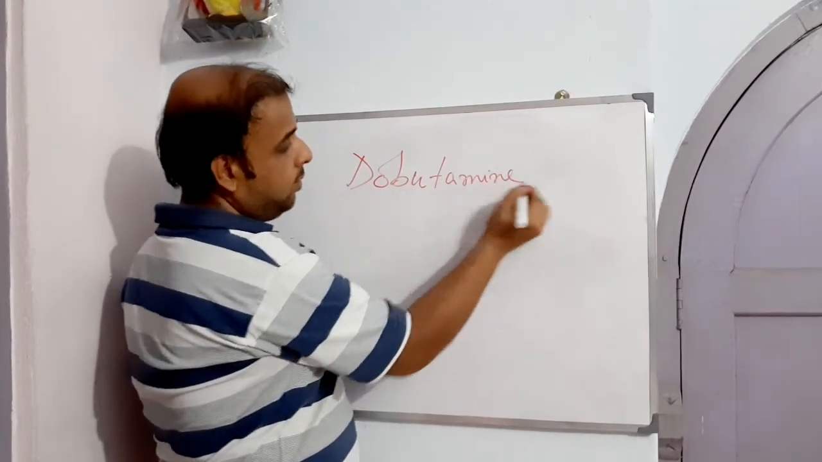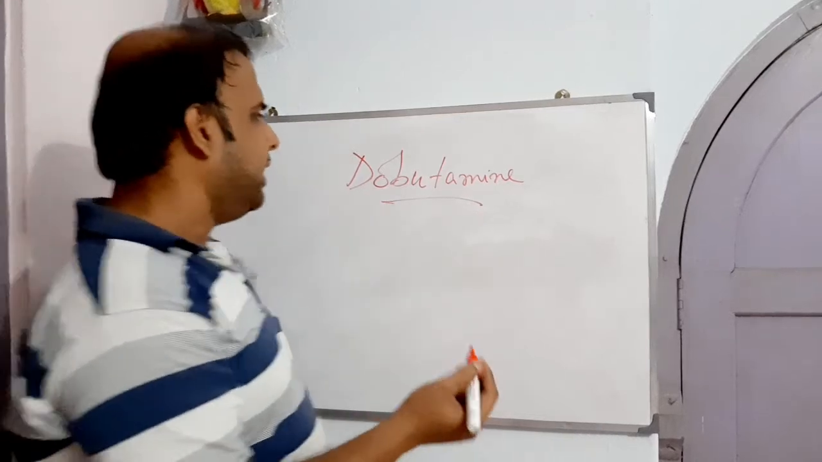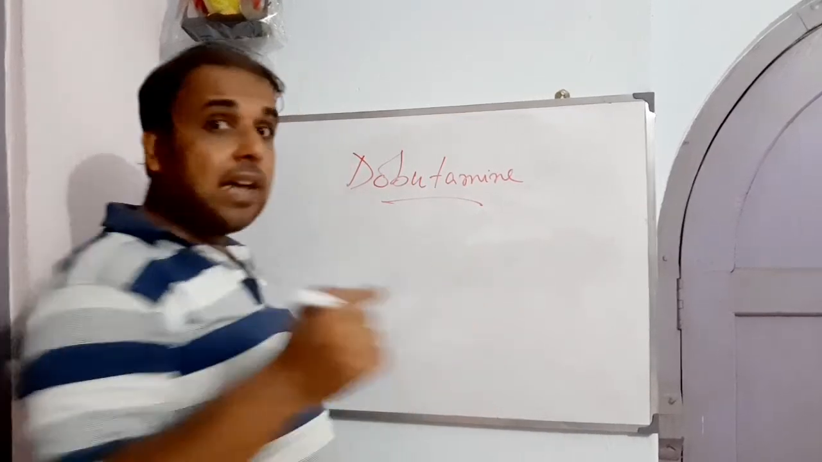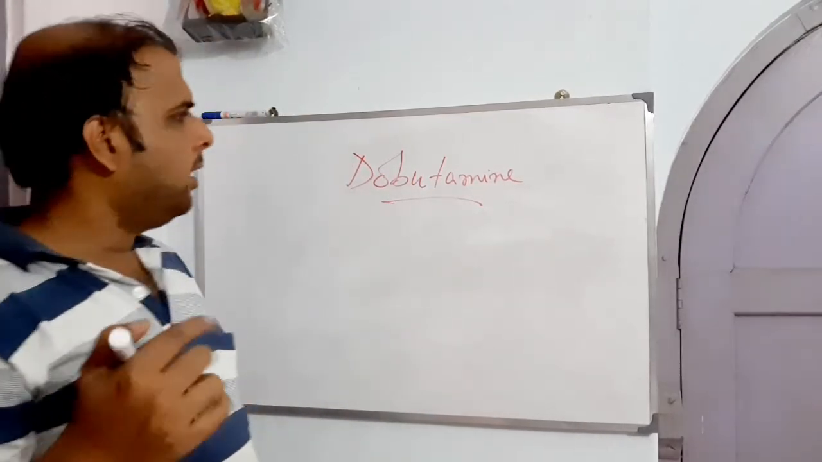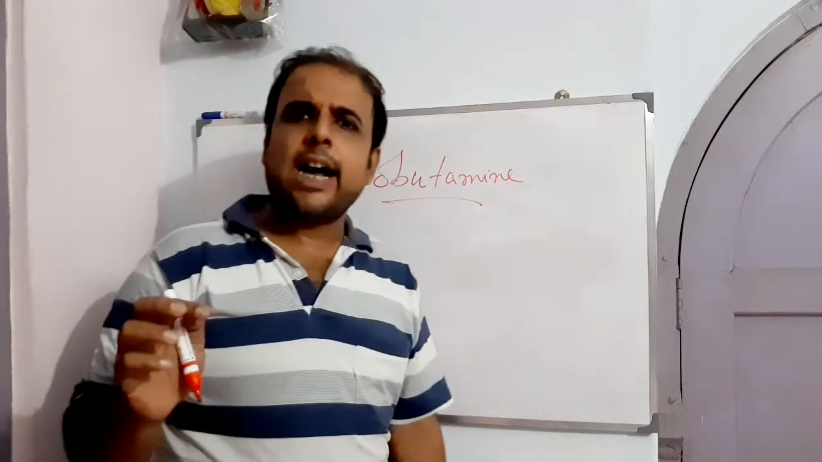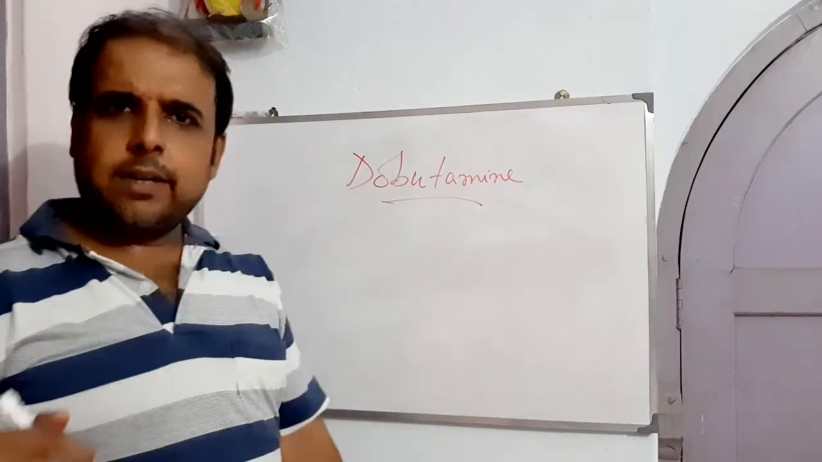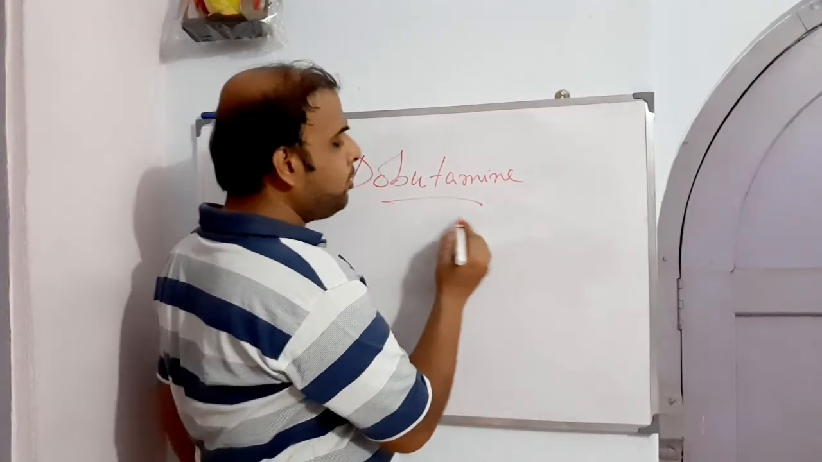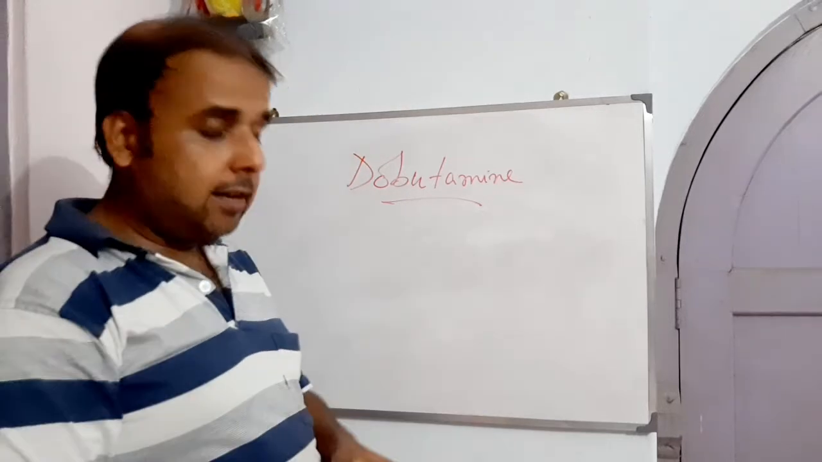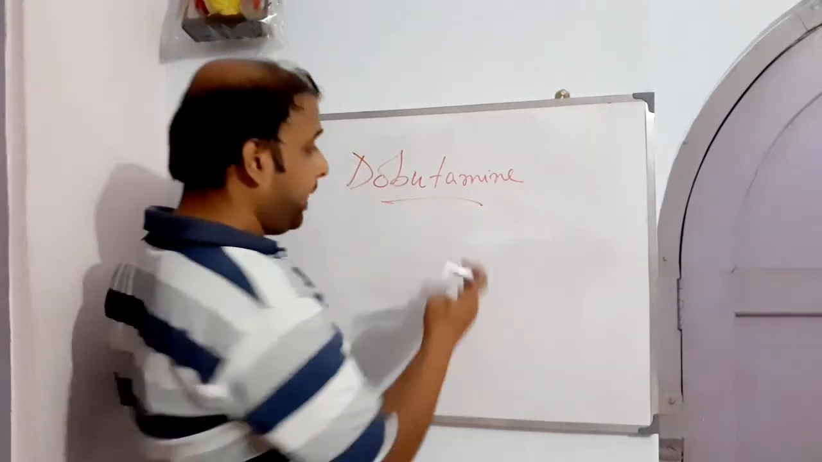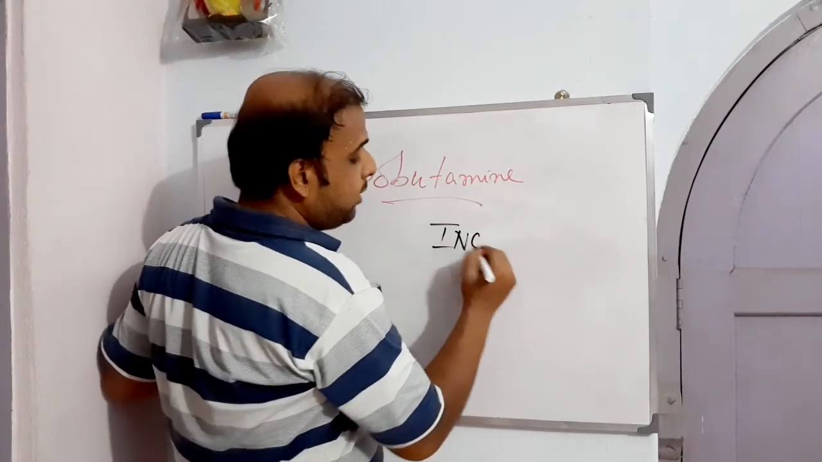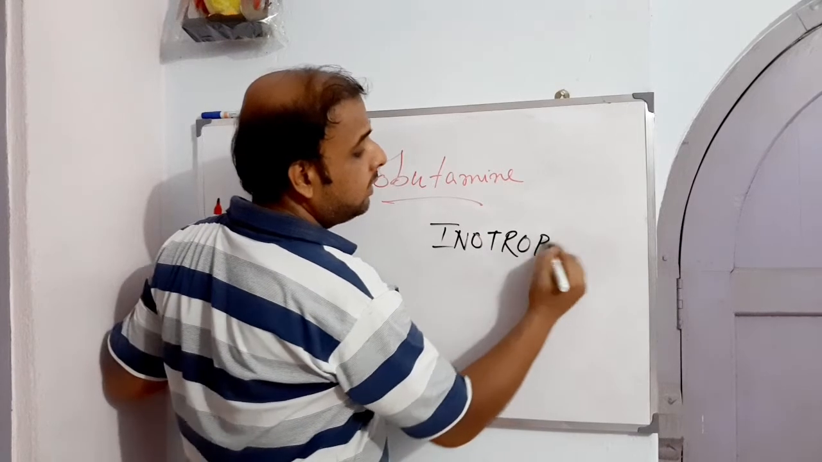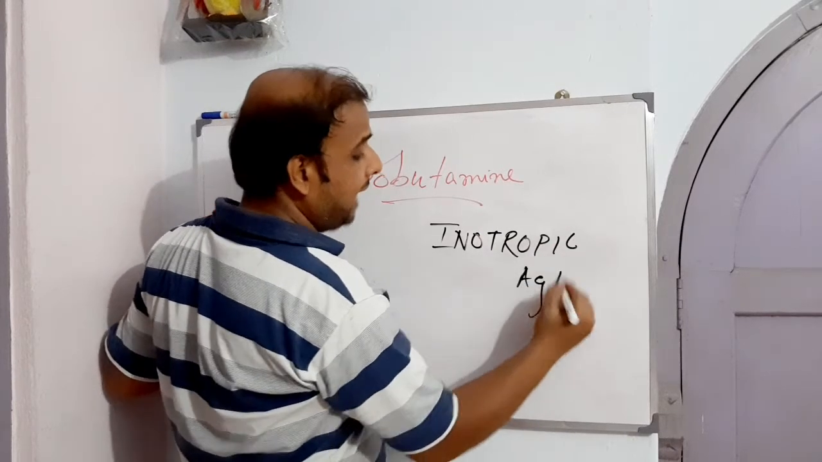Dobutamine is basically given during heart failure. The subject who is susceptible towards heart failure can be given dobutamine, because dobutamine can be clinically called an inotropic agent. It's an inotropic agent.